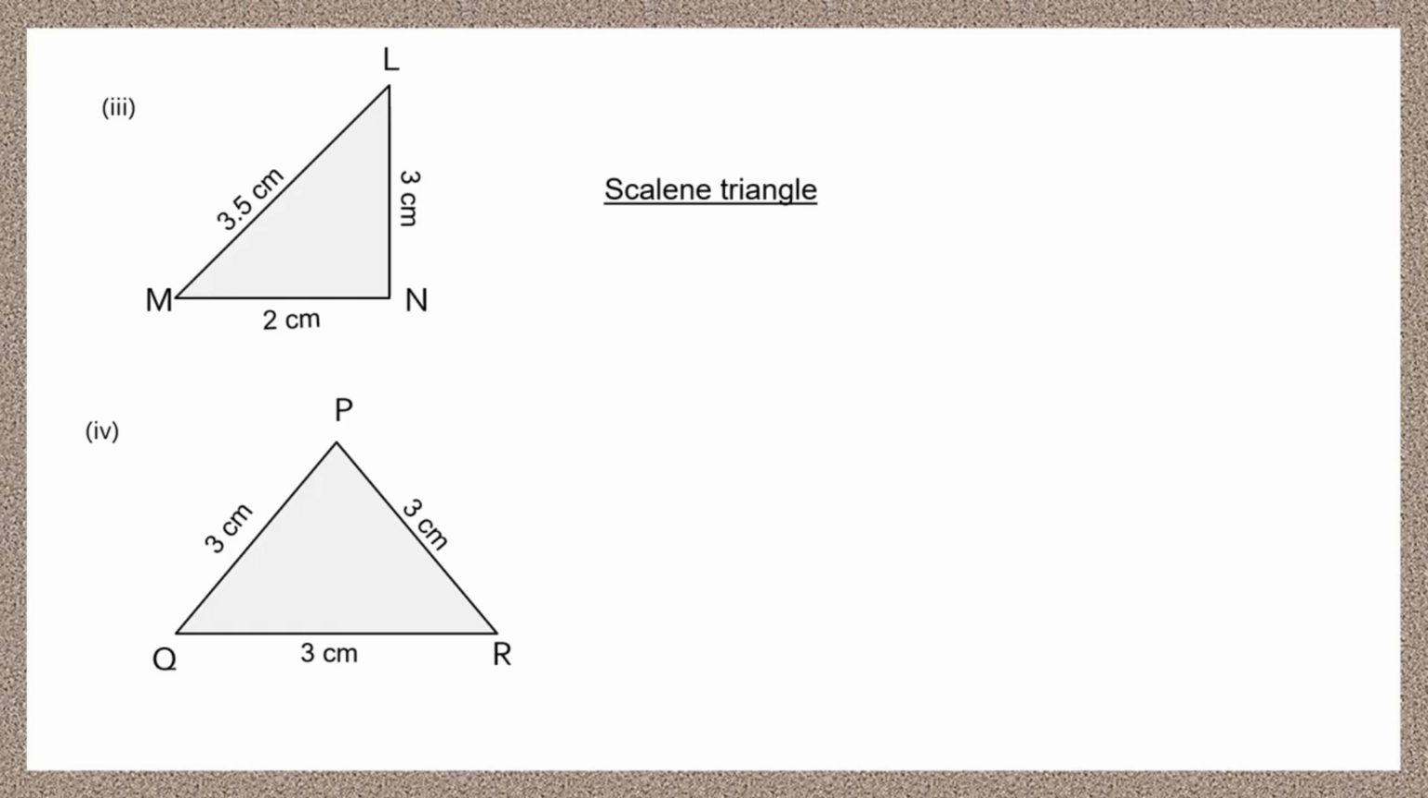Question 4. PR is 3 centimeters, QR is 3 centimeters and PQ is 3 centimeters. All three sides have the same length. Such a triangle is called an equilateral triangle.